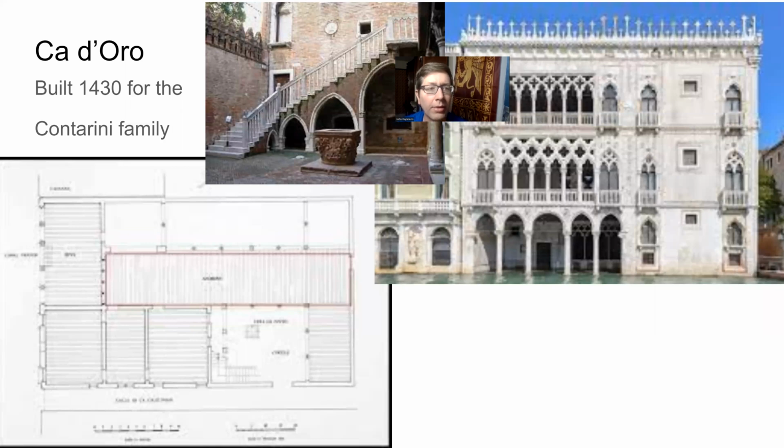This is Ca d'Oro, or the House of Gold. It's built in 1430 for the Contarini family, a very great family that gave many, many doges to the Republic. This family served the Republic for generations. And so you can see here, out here is the Grand Canal, and you have three, one, two, three. You can see an entrance right here to the Grand Canal.